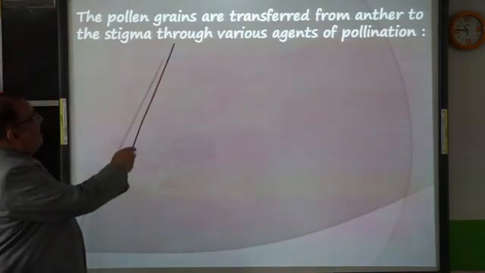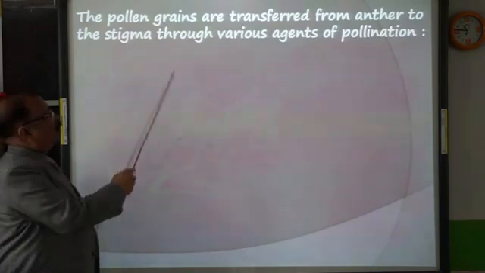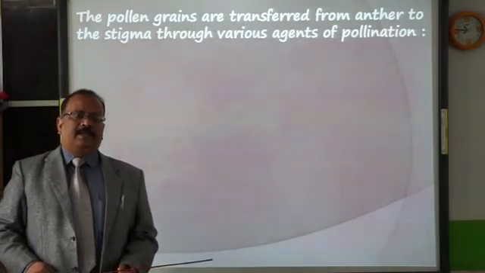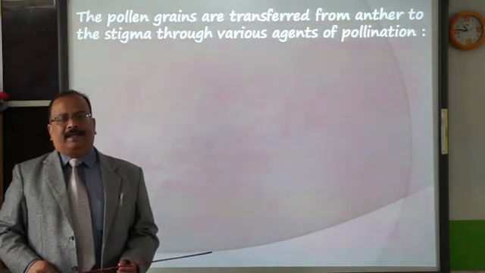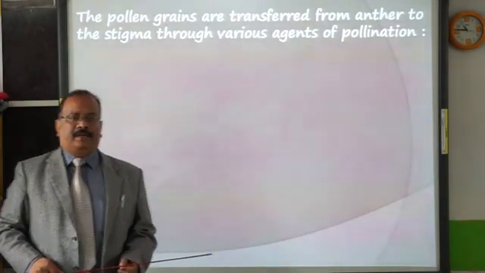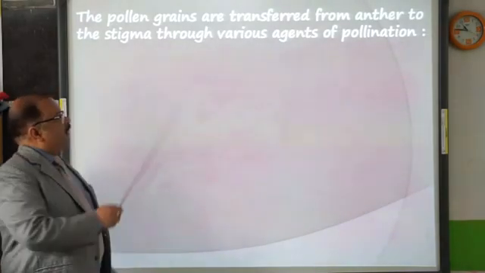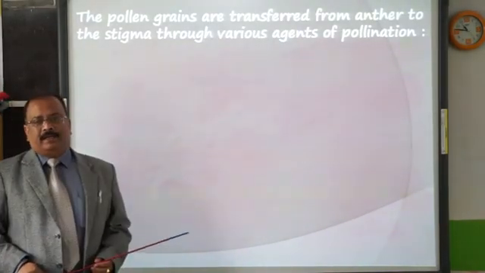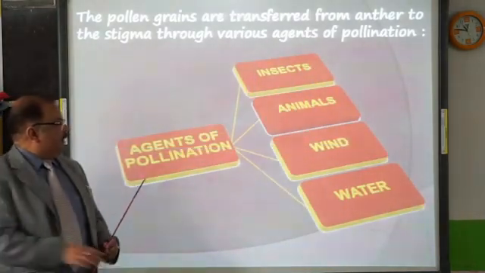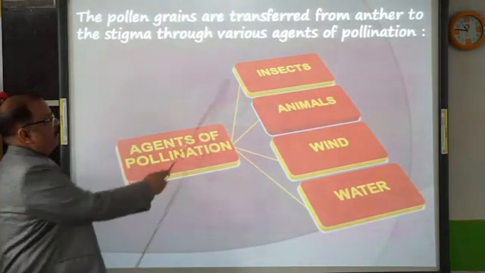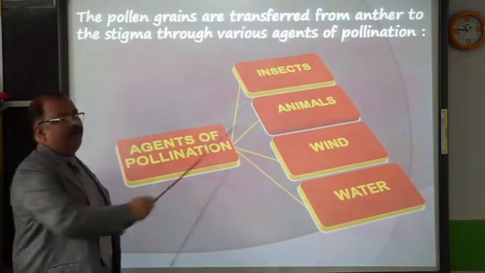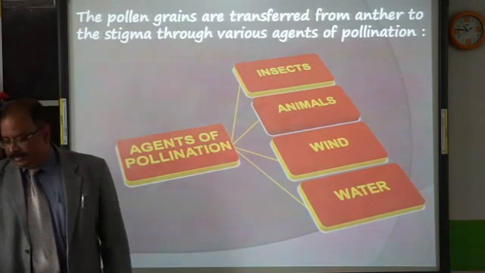Now, the pollen grains are transferred from anther to the stigma through various agents of pollination. Okay? And what are these agents? Wind, insects, animals, birds, water, all these things are called agents of pollination because they help in the transfer of pollen grains from the anther to the stigma. Let us see. So these are the various agents of pollination: insects, animals, wind and water. One by one we'll explain this.